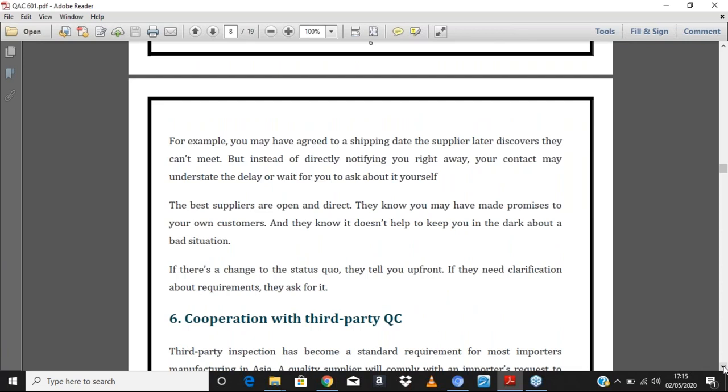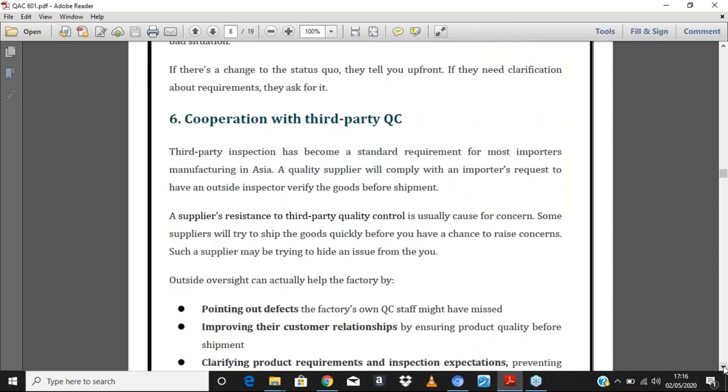Then there has to be cooperation with a third party. This is the sixth point. Third party inspection has become a standard requirement for most importers and manufacturers. A quality supplier will comply with importers' requests to have an outside inspector. Now, who is a third party? A third party agent is one who comes from outside your company and the company of your supplier, in the supply chain, as it were, that can come and carry out an audit, that can come and check out what is happening.